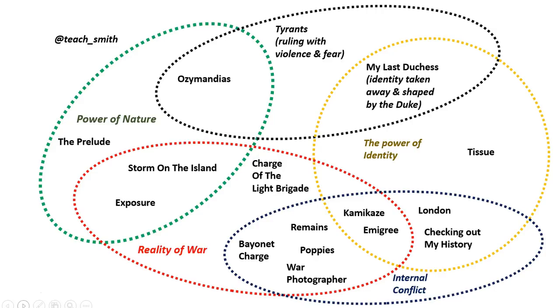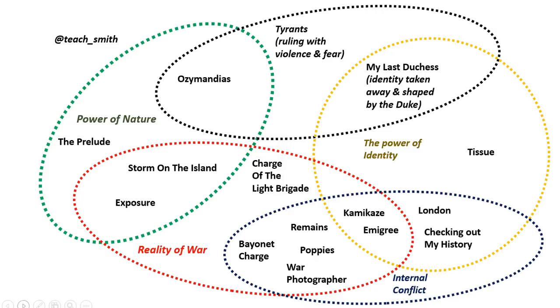Now in the reality of war, I've just put Charge of the Light Brigade without any overlap. That does mean, however, that you can compare Charge of the Light Brigade with any poem from the reality of war cluster. So that could be Storm on the Island, Exposure, Bayonet Charge, Remains, Poppies, War Photographer, etc. However, you should know which ones are more strongly linked. For example, Charge of the Light Brigade and Bayonet Charge are a very clear comparison.